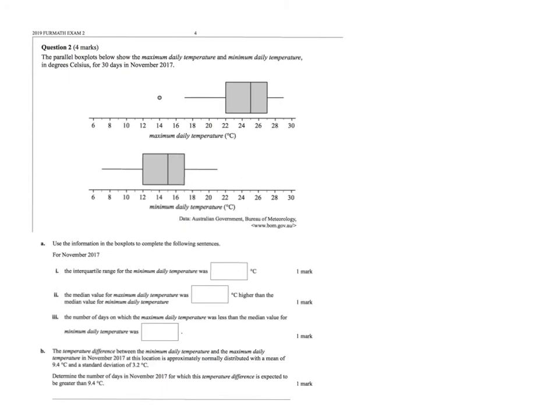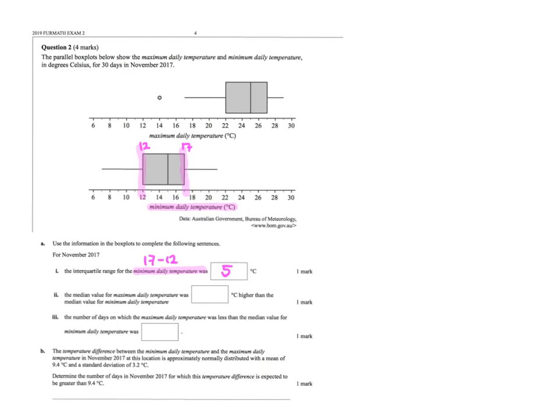All right, so here's some more questions. The parallel box plot shows the maximum daily temperature and minimum daily temperature in degrees for 30 days in 2017. I'm going straight down to the questions now. Use the information in the box plots to complete the following sentences. For November 2017, the interquartile range for minimum daily temperature was. So they want minimum, that's this guy. And the interquartile range would be this number minus this number. So that looks like 17 minus 12. So 17 minus 12 equals 5 degrees.